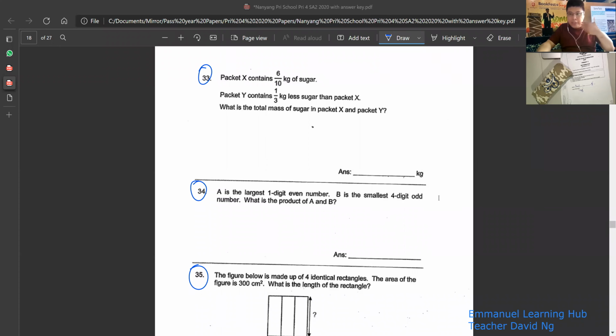Okay, I'll be going through this paper with my student. It's taken from Nanyang Primary School, end of year 2020, primary 4 paper. I would only be going through the last couple of questions with my student, which is the entire section C and the last 3 questions in section B.